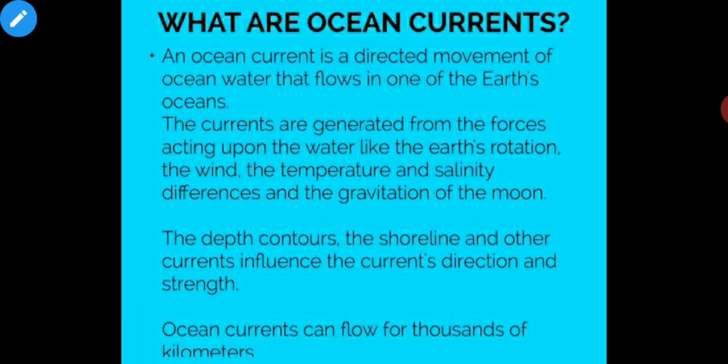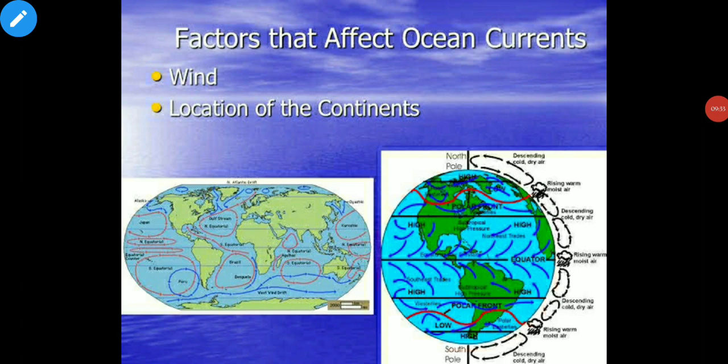The place where cool and warm currents meet, a dense fog appears, reducing the visibility badly. These areas are the best fields for fishing. Thus, the areas around Newfoundland and Japan are good grounds for fishing. Now, factors that affect ocean currents. Winds and location of the continents are two factors that affect ocean currents.